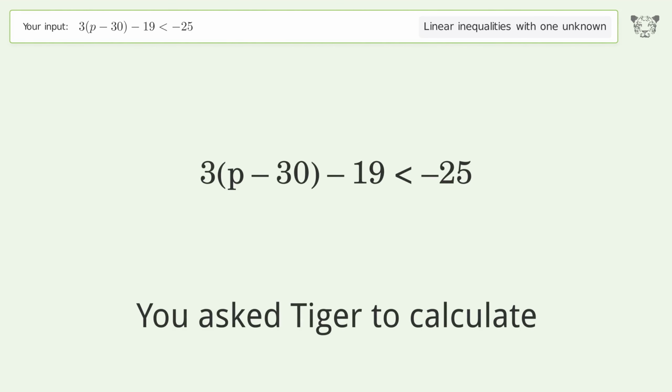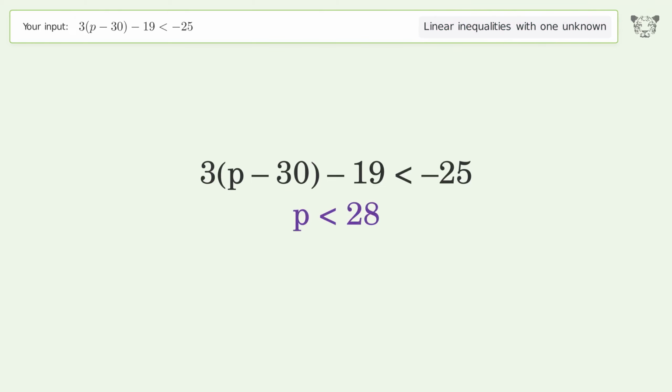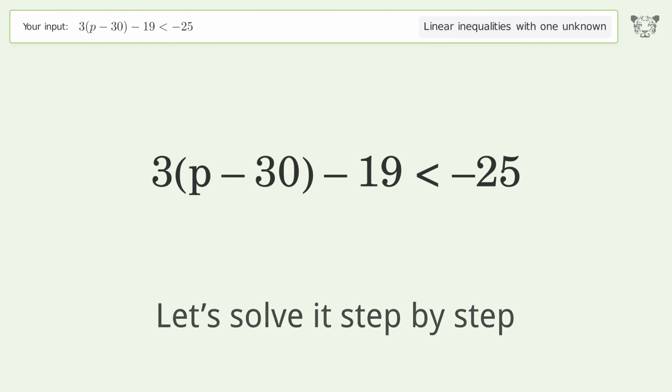You ask Tiger to calculate. This deals with linear inequalities with one unknown. The final result is p smaller than 28. Let's solve it step by step.